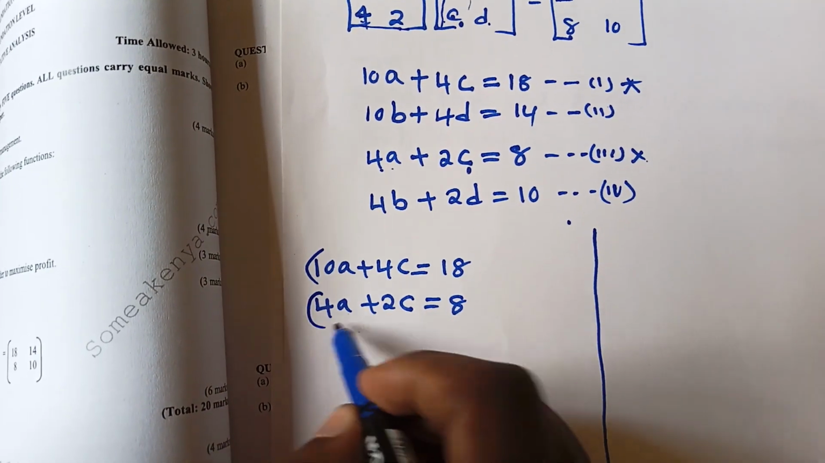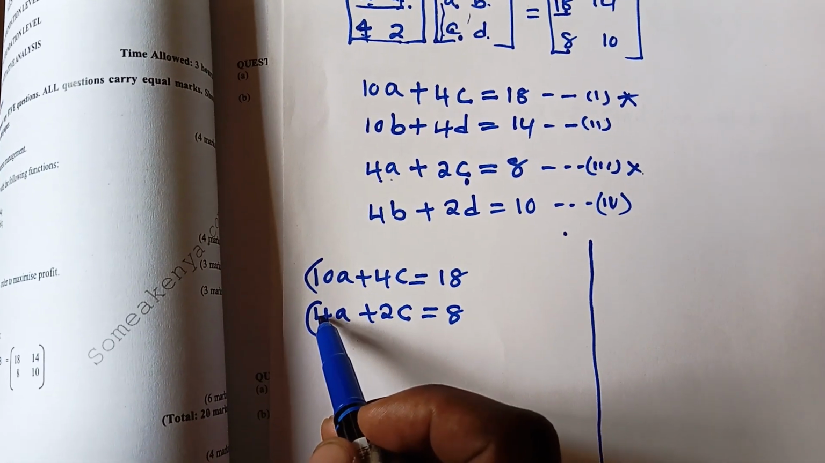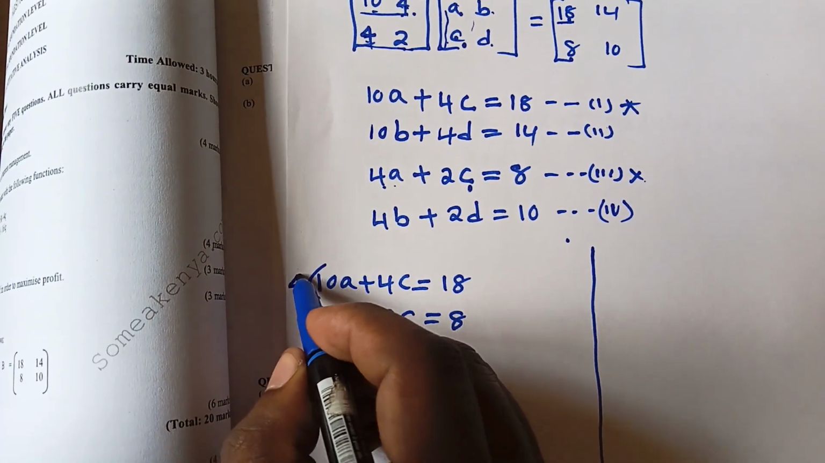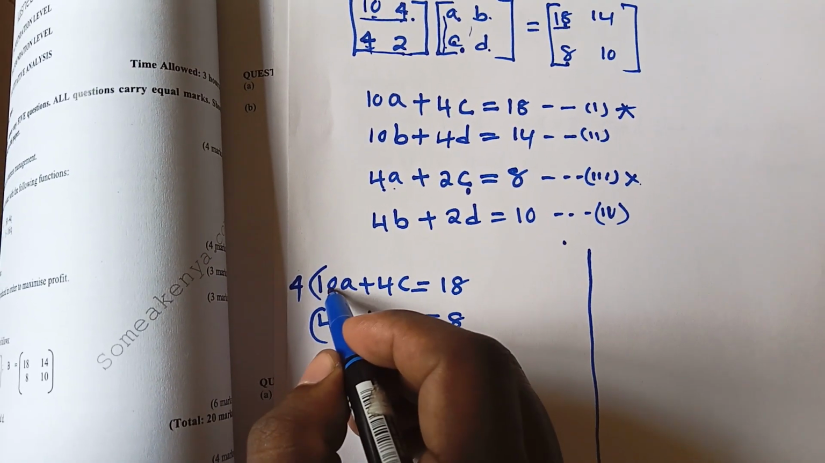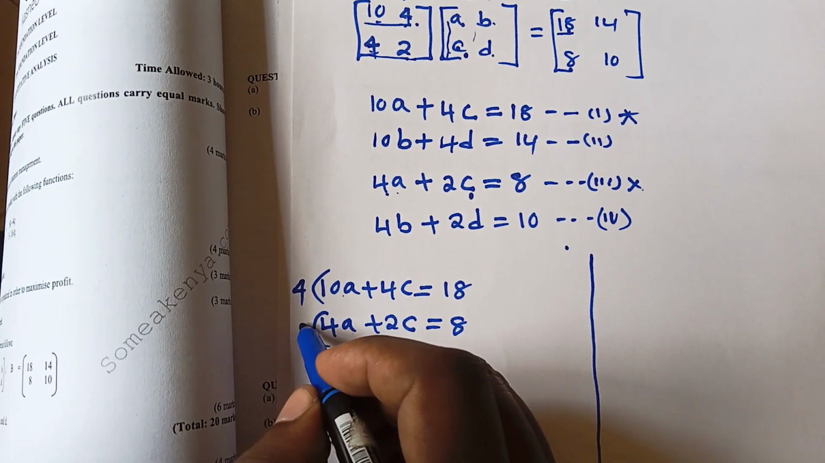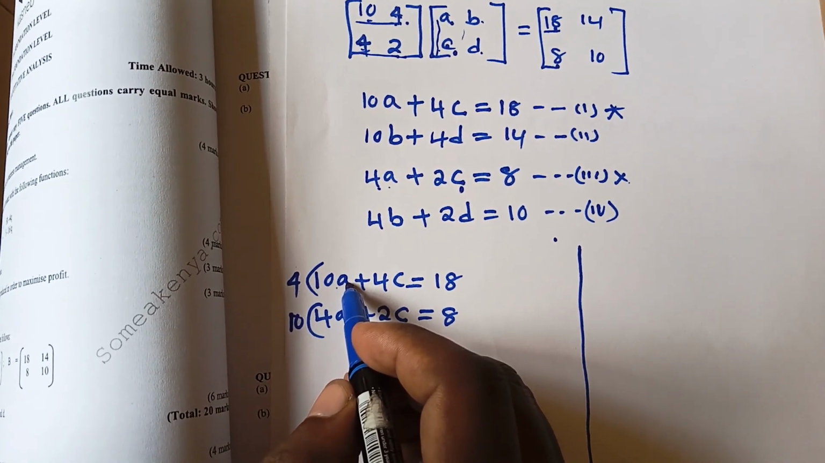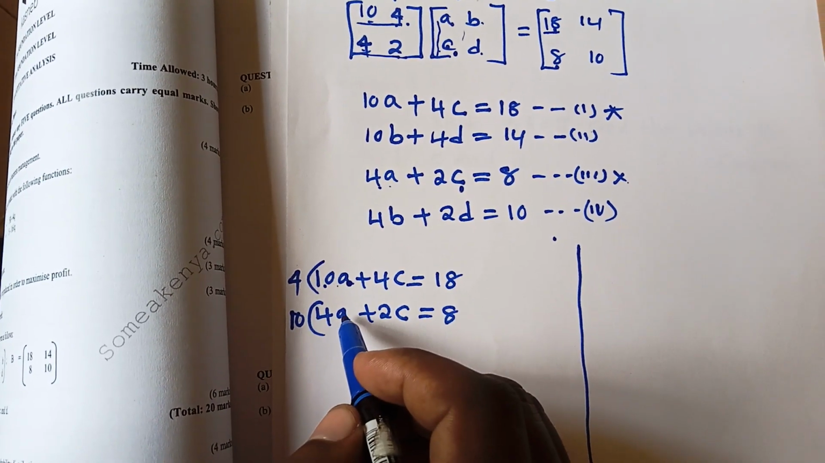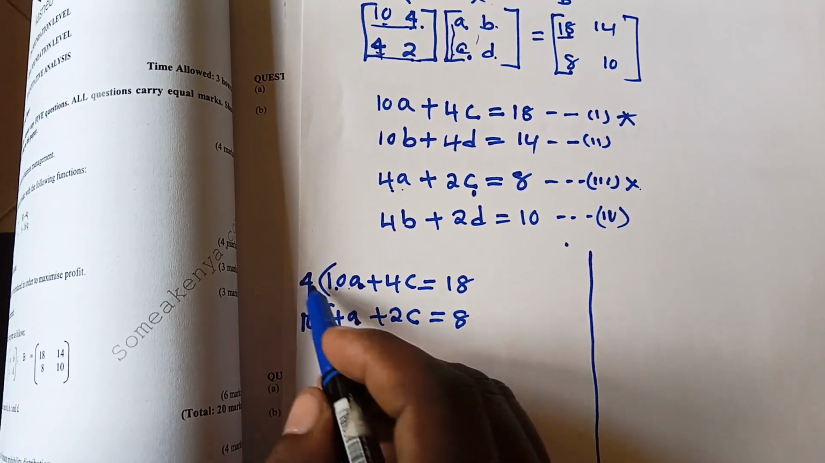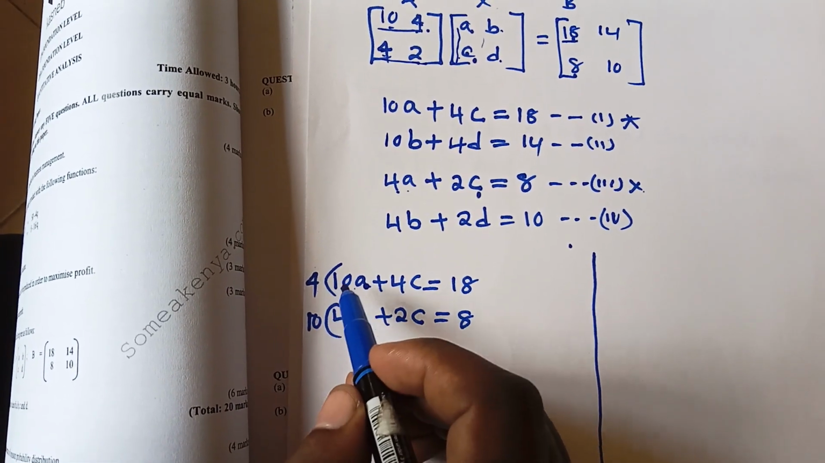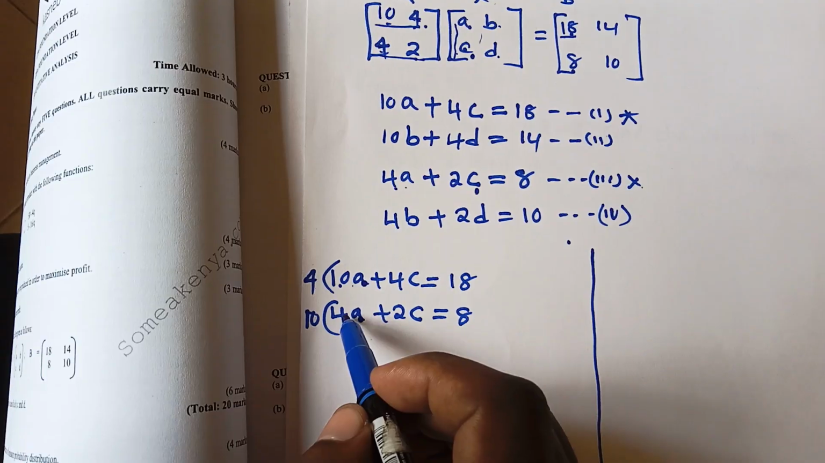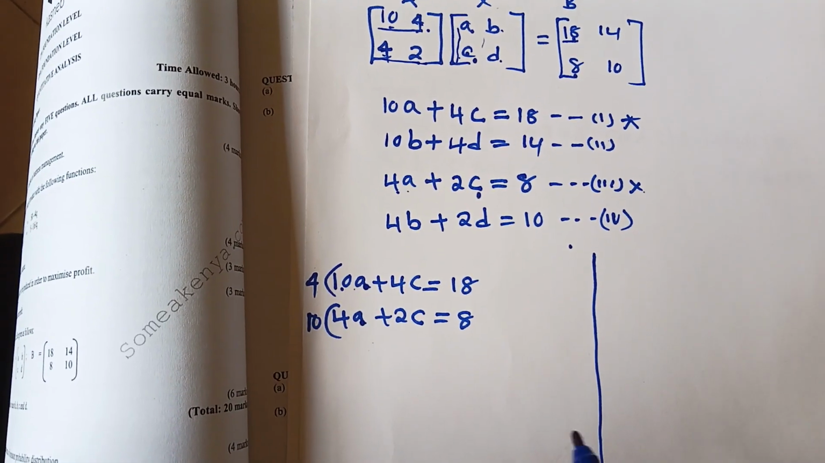So for the elimination method, you usually take the coefficient of this unknown, you put it here, and then the coefficient of the other one, you put it here. So the coefficient of A in the first equation is 10, and the coefficient of A in the second equation is 4. So we change the coefficients. So 10, you write it here, and then 4, you write it up here.